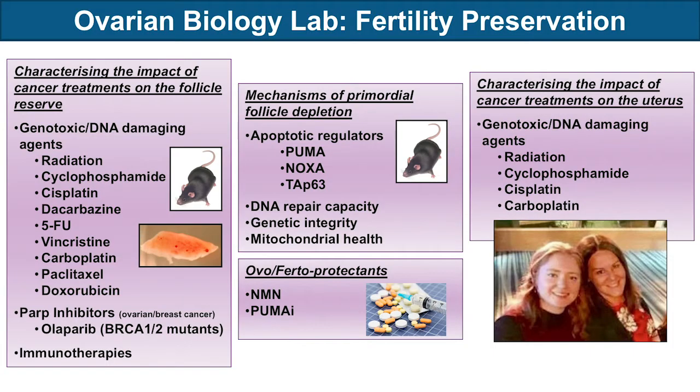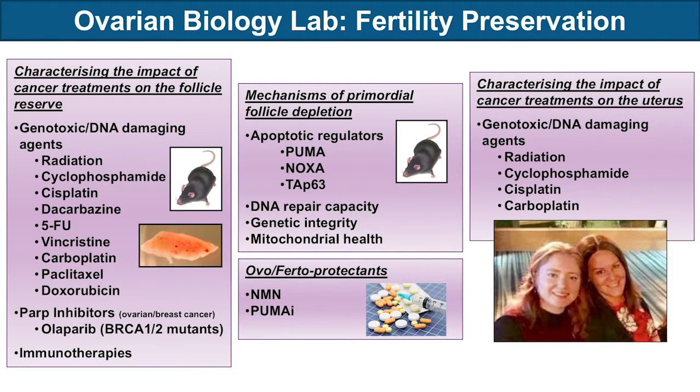First of all, we spend a lot of time in my laboratory characterising the impact of different types of cancer treatments on the follicle reserve. We really focus on the genotoxic and DNA damaging agents, the common ones like radiation and cyclophosphamide and Cisplatin. But more recently, we're starting to look at some of the newer treatments like PARP inhibitors. There's very little known about the impact that PARP inhibitors like olaparib have on the ovary, so we're studying these in wild-type mouse, but also in BRCA1/2 mutant backgrounds.